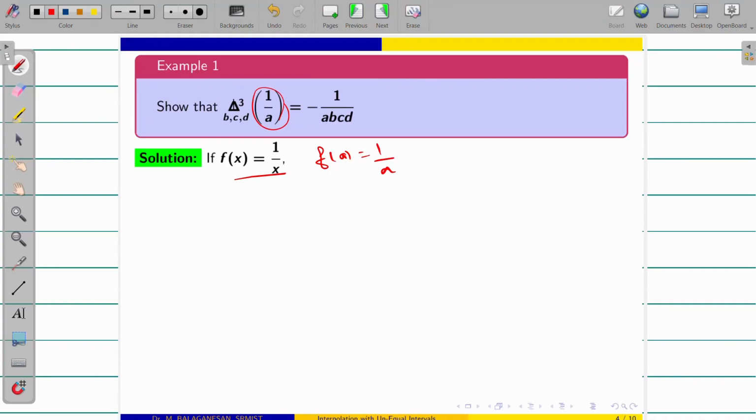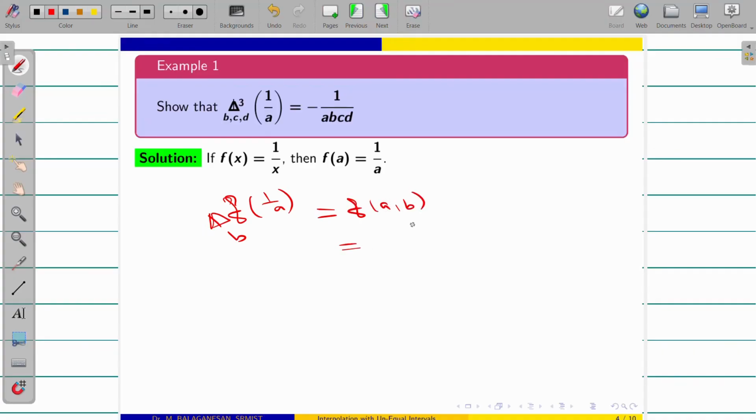That's why we have to consider the function f of x equivalent to 1 upon x, 1 by x. That implies f of a equivalent to 1 by a. Now we have to find the first divided difference, f of 1 by a at the argument a, divided at the argument b. Then how to write it? That is f of a comma b.